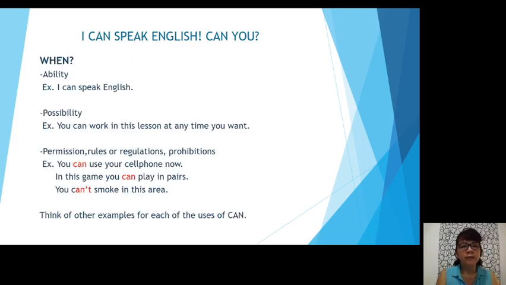Let's start with ability. Ability, or habilidad. So I can speak English, that is an ability because I can do it. I can speak English. And I'm sure that many of you already have that ability.